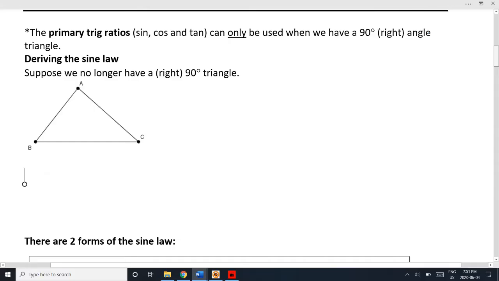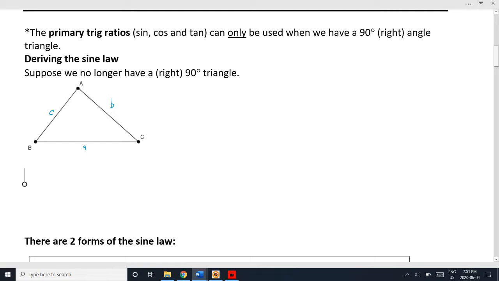Suppose we no longer have a right-angled triangle. So within this triangle, there is no 90-degree angle. How would we solve this? Before we begin trying to solve it, let's label our sides. So across from vertex C is side c, across from vertex A is side a, and across from vertex B is side b.